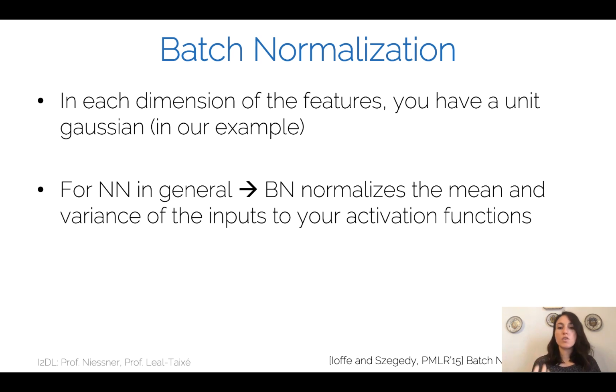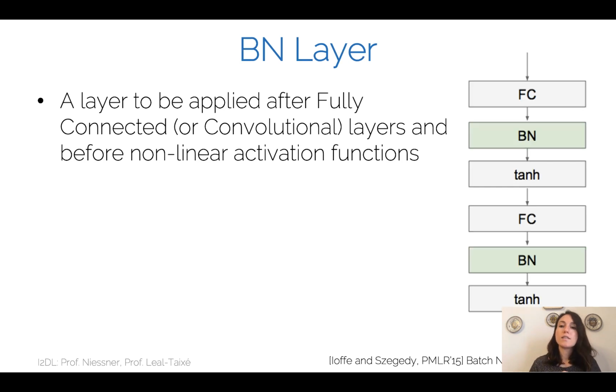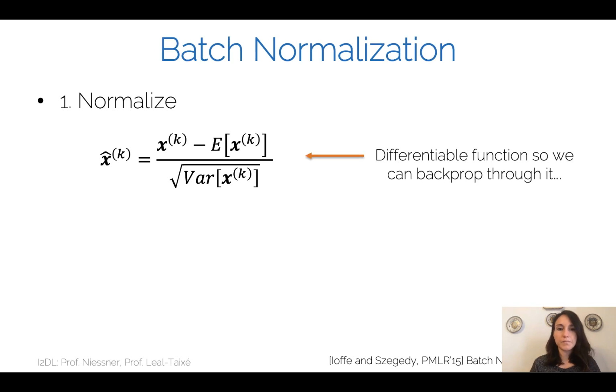And so for neural networks in general, batch normalization normalizes the mean and the variance of the input to your activation functions. Now, typically, this is represented as a layer. So there is a batch normalization layer, and this layer has to be applied after the fully connected or after the convolutional layers and before the nonlinear activation functions. Of course, we don't want to pass all the information through the nonlinear activation functions because this could easily saturate. So we want to nicely normalize the feature map before passing it through the nonlinear activation.